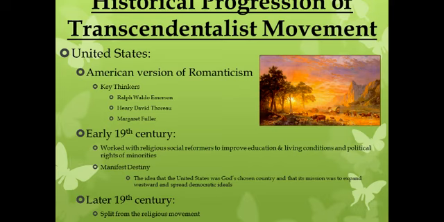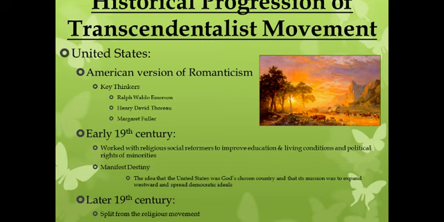In the early 19th century, as I said before, Transcendentalists worked with religious reformers to improve education, living conditions, and the political rights of minorities. They were also all about manifest destiny, the idea that the United States was God's chosen country and that its mission was to expand westward and spread democratic ideals. If you're looking for more details about manifest destiny, check out part 2 of this series of PowerPoints, and that will give you all the breakdown that you need.